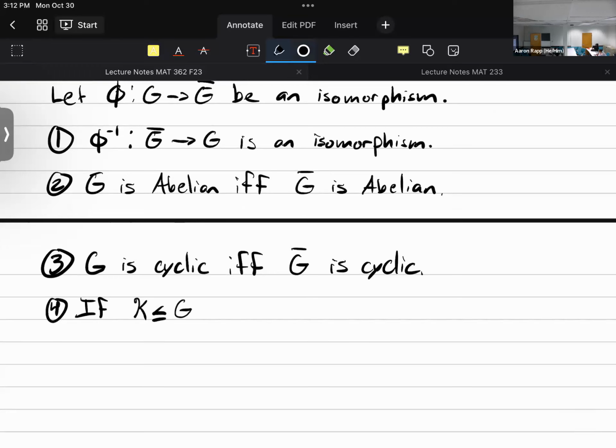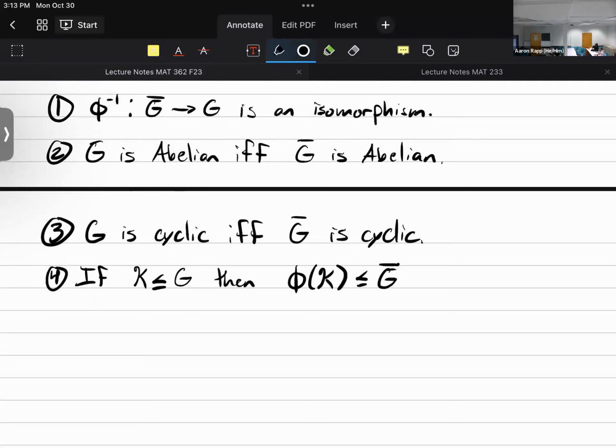Next one. If K is a subgroup of G, then its image. So if I take every element from the set K, that subgroup K, throw it through my mapping, that is also going to form a subgroup inside that second group G bar. Because its structure was that it was a subgroup, homomorphisms and isomorphisms preserve structure. So then it follows that its mapping, its image should also be a subgroup.